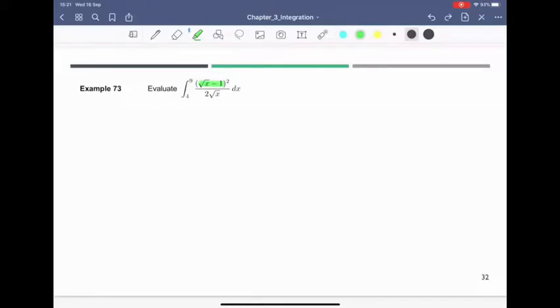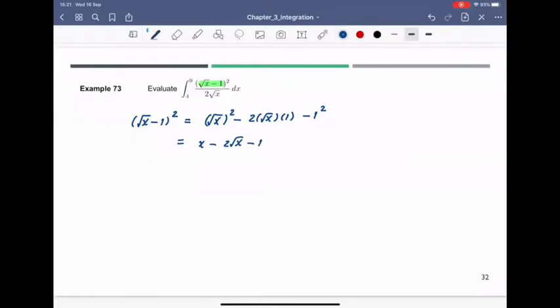Some of you are going to say, hey Ajahn, when I see this, I'll expand it. You can think that you're going to expand (square root x minus 1) squared, which equals square root x squared, then minus 2 times that, and then plus 1 squared. This is one way to do it. You get x minus 2 square root x, plus 1. Sorry, that's plus 1.